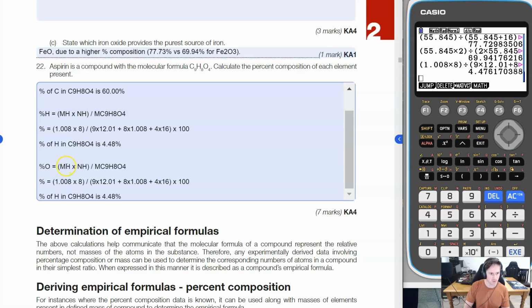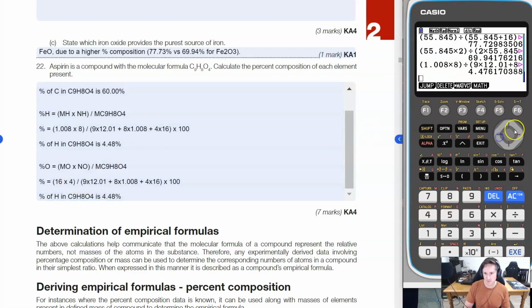So what are we going to change? We're going to be changing the molar mass of oxygen and the number of atoms of oxygen. So that's going to be 16 and it's going to be 4. So again, I'll just go back in my calculator using my buttons and I'll go over here, delete, delete, delete, delete. We'll do 16 times 4 and that gets 35.53%.